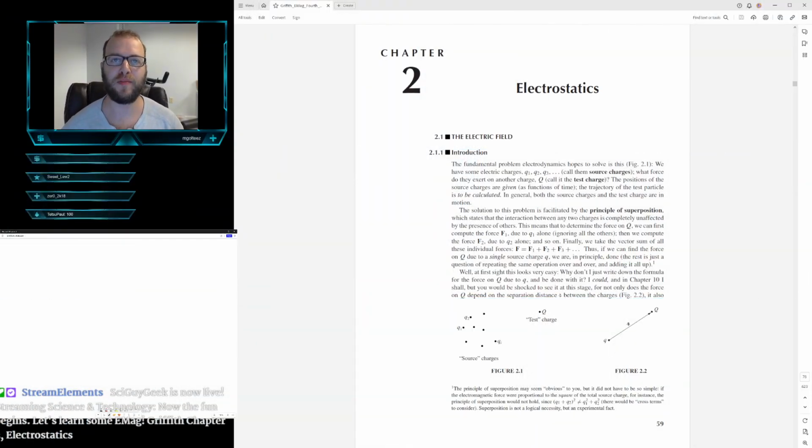Hello, everybody. I am Sci Guy Geek, and now we are beginning the fun stuff of EMag. We are getting into the first step, which is electrostatics, electric charges in a non-moving world. So everything is stationary, and we are just trying to figure out forces that these charges and charge distributions exert on each other, as well as the fields that they create.